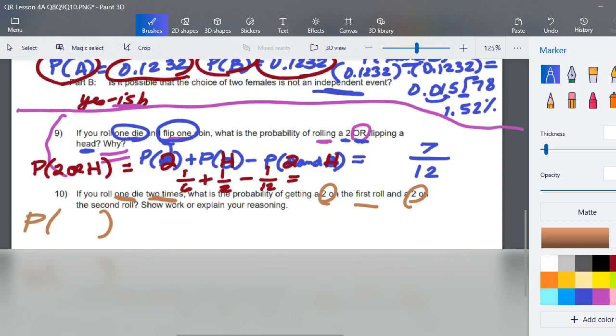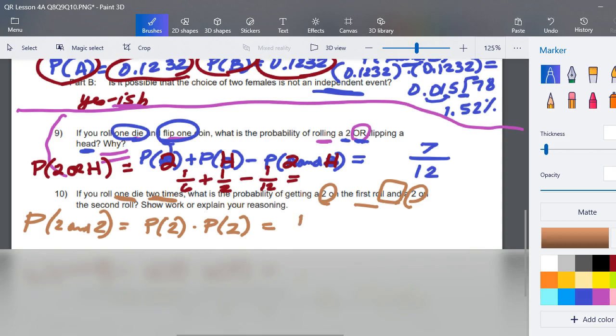Well, the cool thing right now is we're only working with independent. So it's either going to be an independent and or an independent or. And in this case, it is saying that they want us to get and. They want us to get a probability of 2 on the first roll and a 2 on the second roll. When it's an and, it's not the one that we just did. An and formula was take the probability of the first event, multiply it by the probability of the second event.